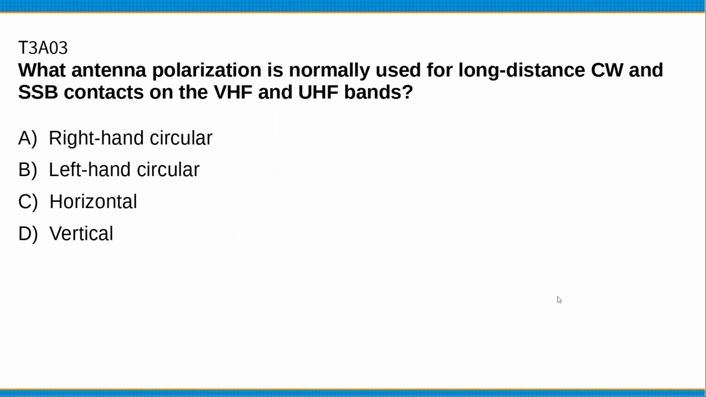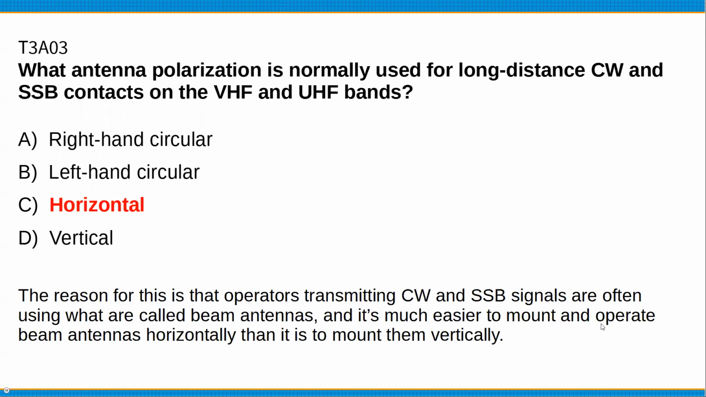What antenna polarization is normally used for long distance CW and SSB contacts on VHF and UHF bands? And it's normally because they're doing it with beam antennas, and big beam antennas are, although they wouldn't be that big at VHF and UHF, so I don't know why it would be a problem doing them vertical.